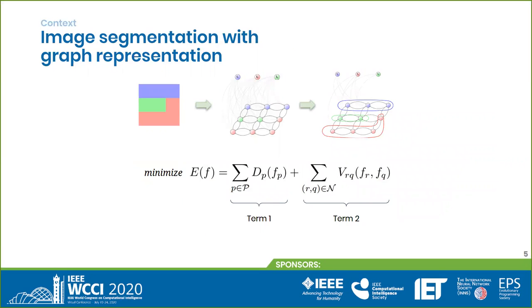To find the best cut in the graph, it is necessary to minimize an energy function. This function has two terms. The first represents the cost of a pixel belonging to a label, while the second represents the cost of the neighborhood relationships among pixels. Finding the solution to the problem with a number of labels greater than two is an NP-hard problem. Therefore, to resolve this problem, approximate algorithms are used, and the most common of them is the alpha expansion.